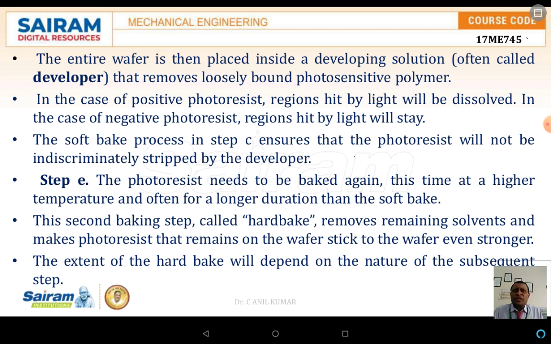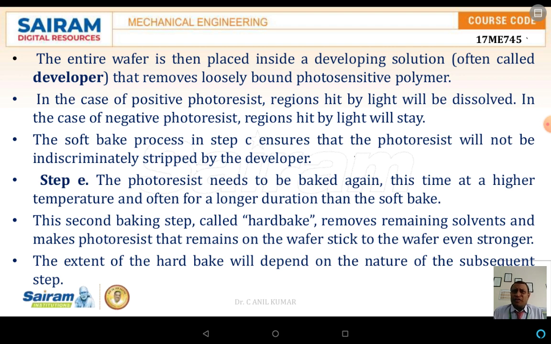Now the entire wafer is placed inside the developing solution, which is called a developer, that removes the loosely bonded photosensitive polymers. In step E, the photoresist needs to be baked again. At this time it is at higher temperatures and often for a longer duration than the soft bake. Why is this done? Because the hard bake removes the remaining solvents and makes the photoresist stick to the wafer even more strongly.